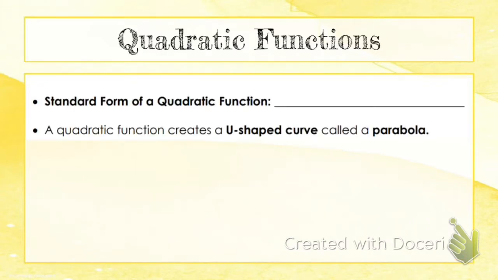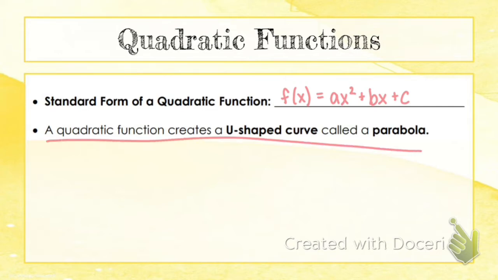So we probably need to know what a quadratic function is. A quadratic function has a standard form of f of x equals ax squared plus bx plus c. So a, b, and c are all numbers in standard form. A quadratic function creates a U-shaped curve called a parabola. So that looks like this.